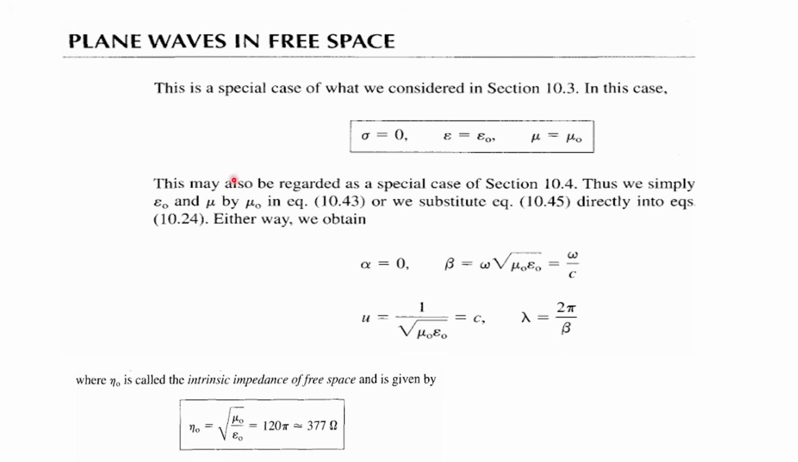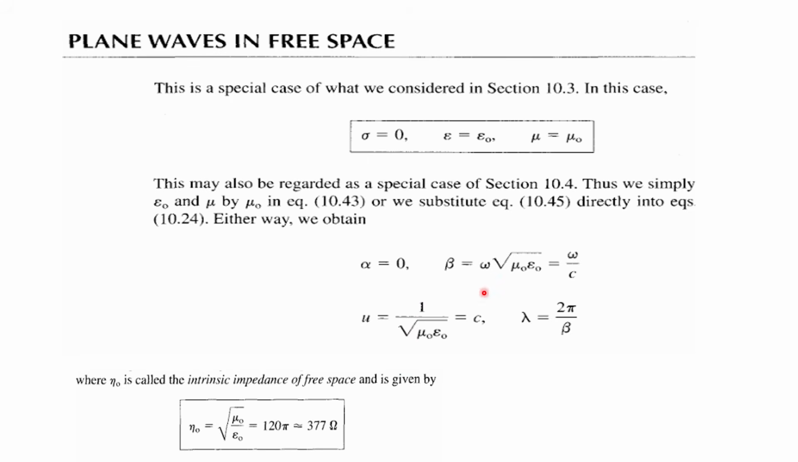Similarly, plane wave in free space. So in this case, sigma is equal to 0 and the permittivity and permeability are epsilon naught and mu naught. Again put the values, and then find out the values of alpha and beta. So alpha again will be 0 and beta will be this one, that is omega square root of mu naught epsilon naught. That also can be written as omega by c. Now further, the velocity can be written as 1 by square root of mu naught epsilon naught.